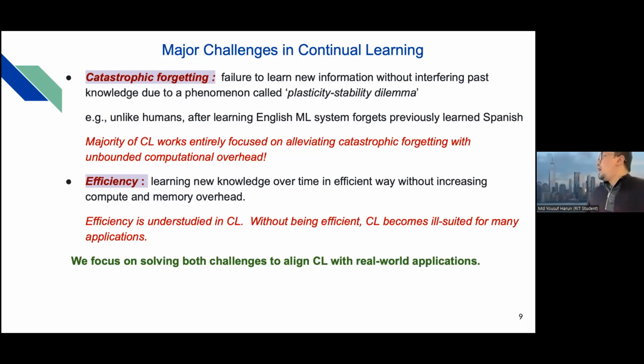catastrophic forgetting. And there's another challenge in continual learning, which is efficiency, because as I described earlier, while learning new information and adapting to new situations, the model cannot increase the computational overhead. It has to be restricted, and it has to use as little computational overhead as possible. Unfortunately, the efficiency perspective is widely unexplored or understudied in continual learning. But in our work, we try to focus on both things, mitigating catastrophic forgetting and also being efficient over time.